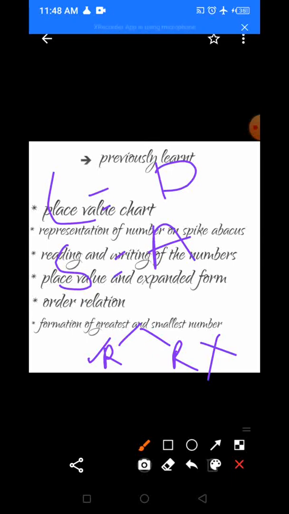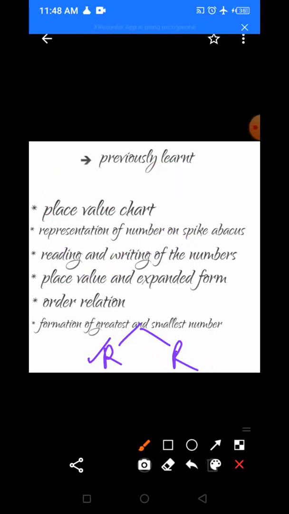Yes, children. Then, if 0 is given, then 0 is repeated in the place just before the last place. Yes, children. So, this is what we have learned. Now, children, today we will learn about the international system of writing numbers in words.